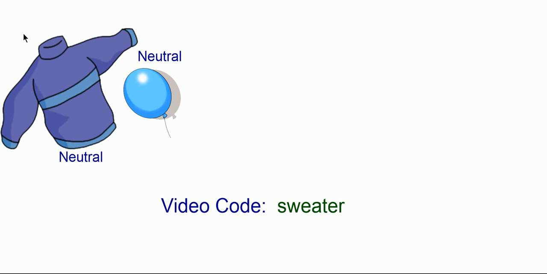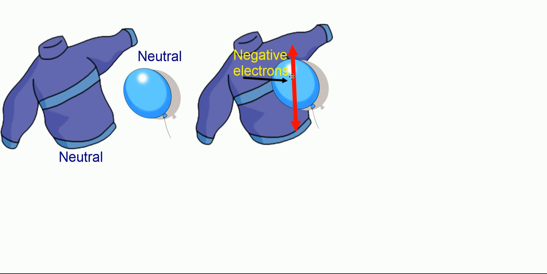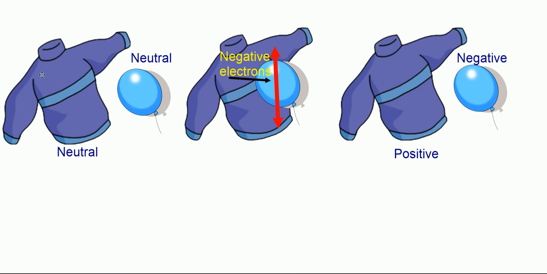Let's do one with a class example actually here. I forgot about one example. It's the balloon and a sweater. We start with a neutral sweater and a neutral balloon. Then we touch the balloon on here. We rub it back and forth. And what's going to happen is negative electrons will leave the sweater and go to the balloon. Now they were both neutral before, but here's the ending result. This neutral sweater lost negative electrons, leaving it positive, whereas the balloon gained negative electrons, so it's negative.